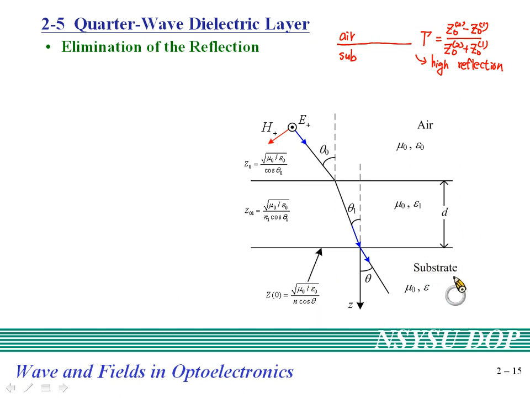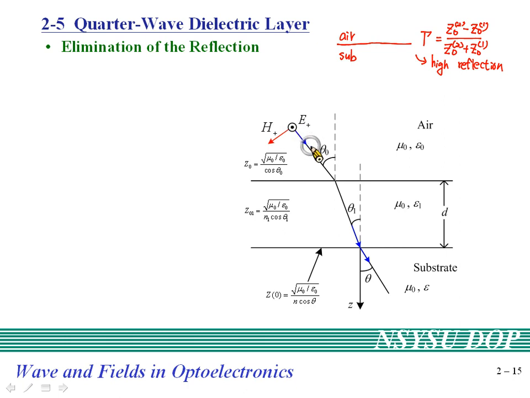We have a substrate here with the material properties mu 0 and epsilon. And of course, the material properties of the air are mu 0 and epsilon 0. Between the air and the substrate, we place a dielectric layer of thickness d. The properties of this dielectric are mu 0 and epsilon 1.